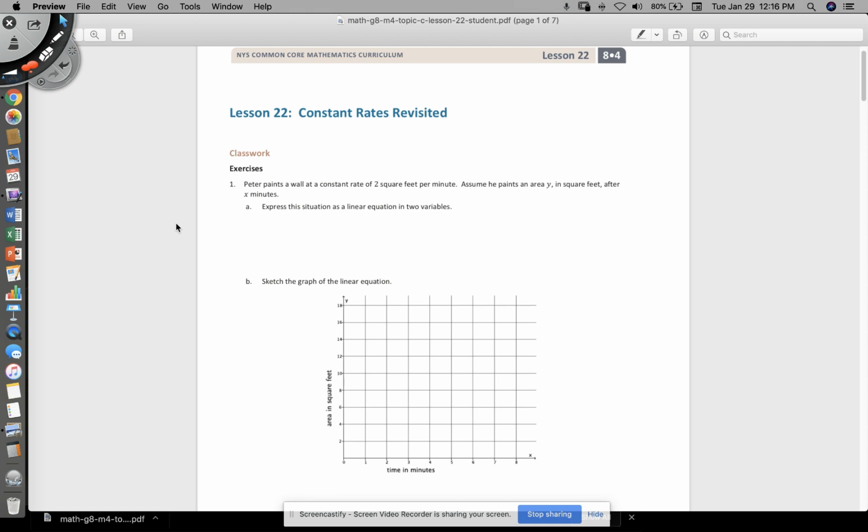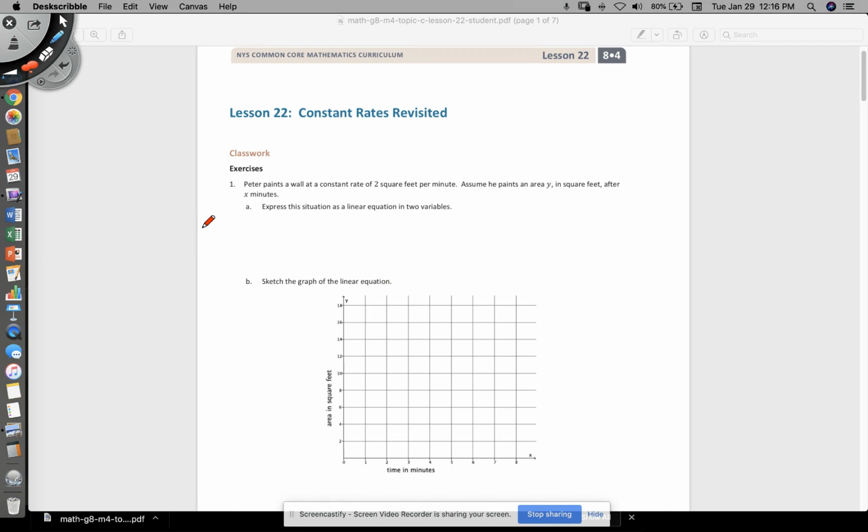All right, this is 8th grade, Module 4, Lesson 22 on constant rates revisited. So we're going to look at those constant rates, those slopes, all meaning the same thing there. And in some cases, we're going to compare. So here we go. Number 1, Peter paints a wall at a constant rate of 2 square feet per minute.